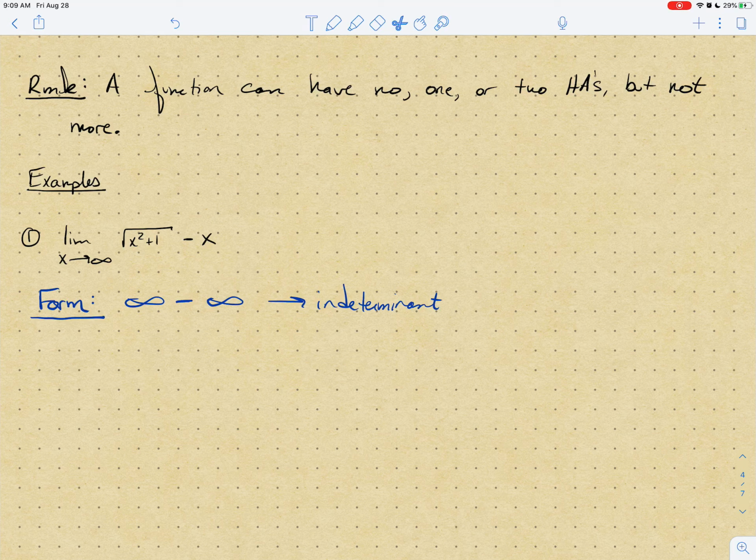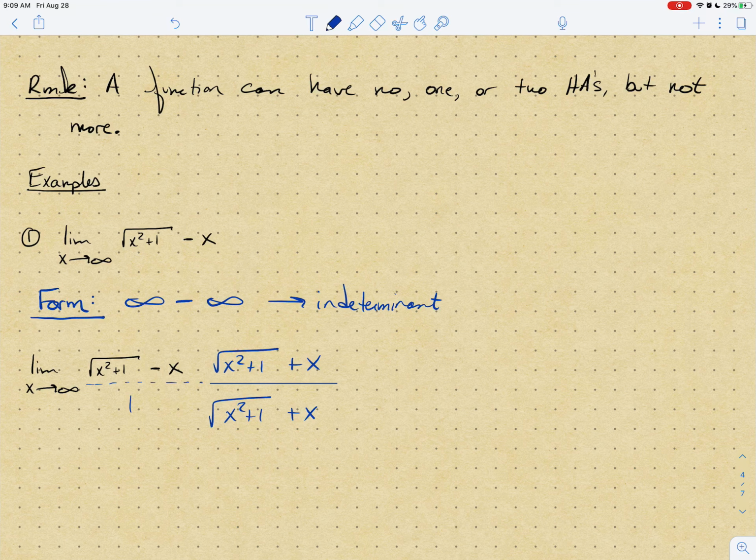And so let me show you what I mean by that. I'm going to multiply the top and the bottom by the conjugate. So I'm going to take this, and I'm going to multiply by root x squared plus 1 plus x over root x squared plus 1 plus x. And I'm thinking about my function over 1 here to make the multiplication work out. And so I now have the limit as x goes to infinity.